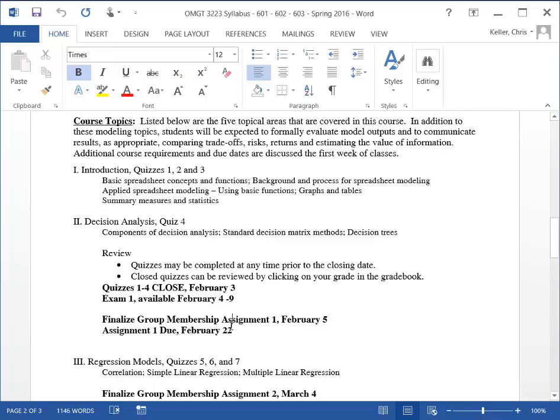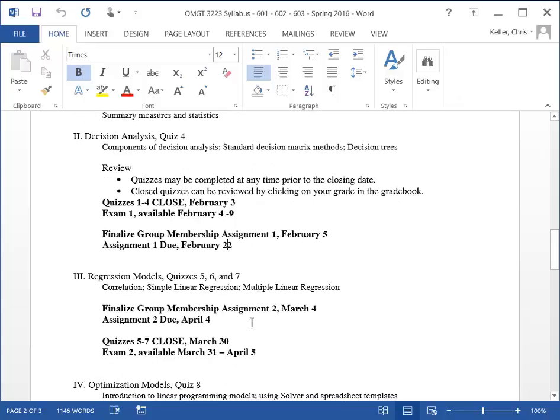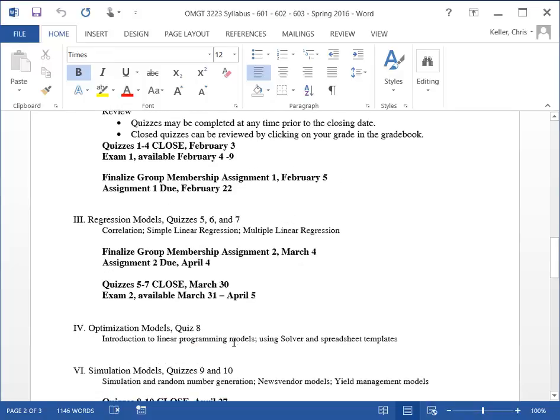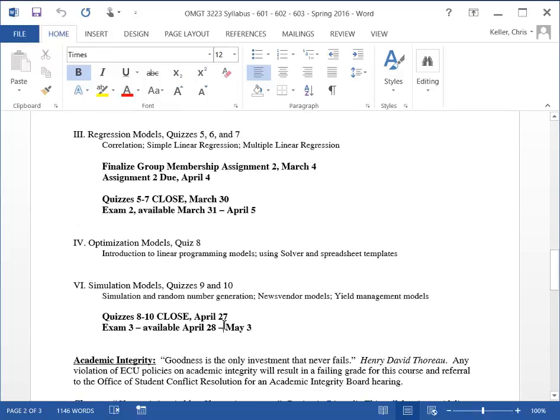Now here's my group membership. Here's the first assignment due date. Same sort of structure for the second module here. Second assignment is due, then we have the second exam, and then finally we have the third exam at the end of the course. The exams are not specifically cumulative.